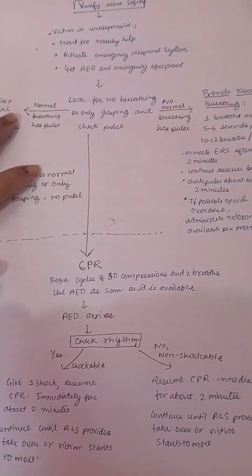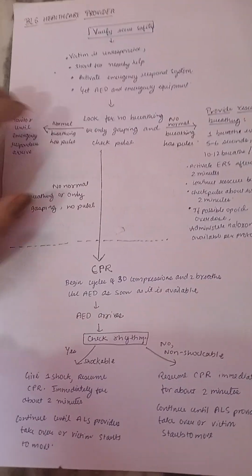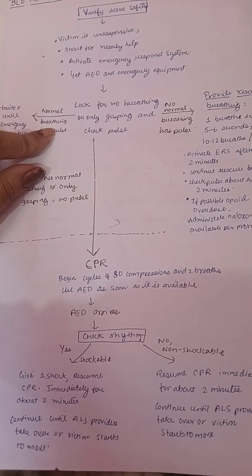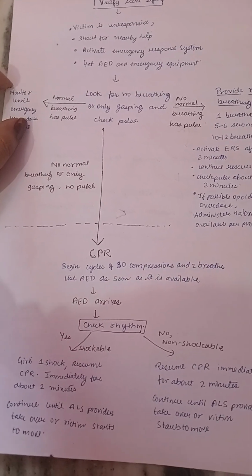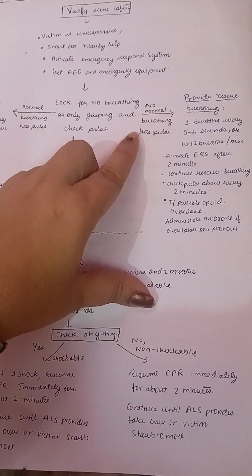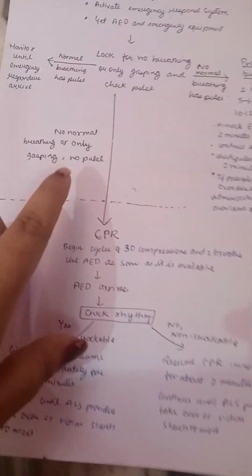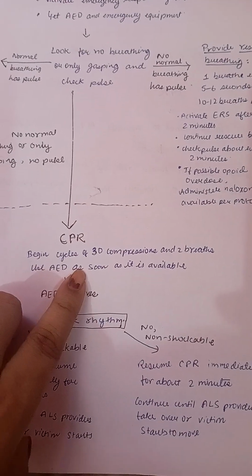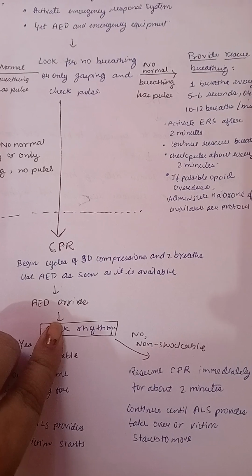दिस इज टेलिंग कि जब हम लोग को ऐसा कोई पेशेंट मिले कार्डियक अरेस्ट का एंड वी आर सीइंग दैट विक्टिम इज अनरिस्पॉन्सिव, then we have to check for pulse and breathing. If normal breathing and has pulse, then we will monitor. Then if no normal breathing but has pulse, we'll provide rescue breathing. And if there is no pulse, no breathing, only gasping, we'll go for CPR and then wait for the AED to arrive and give defibrillation.